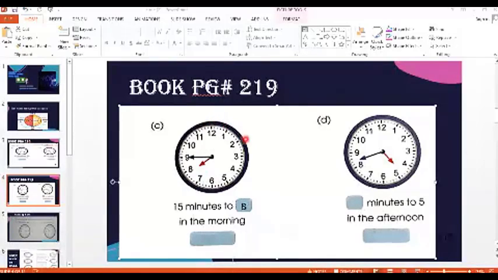5, 10, 15, 20, 25, 30, 35, 40, 45. See, the time in the given clock is 7:45, and it's a morning time, so you will mention AM.